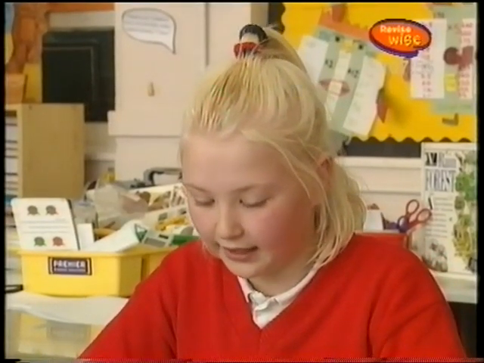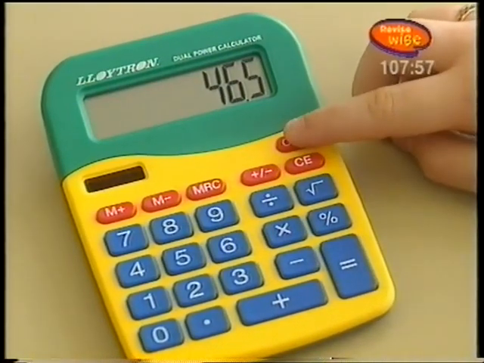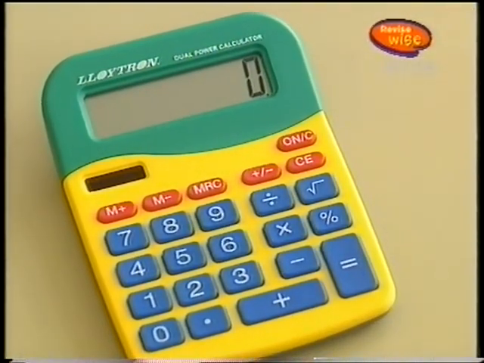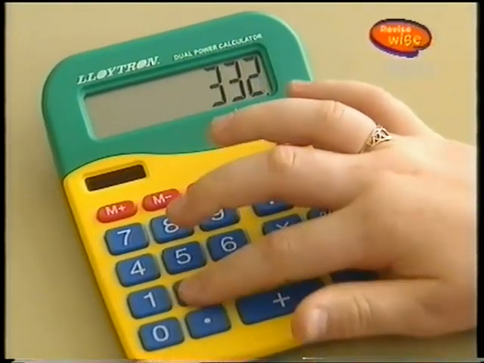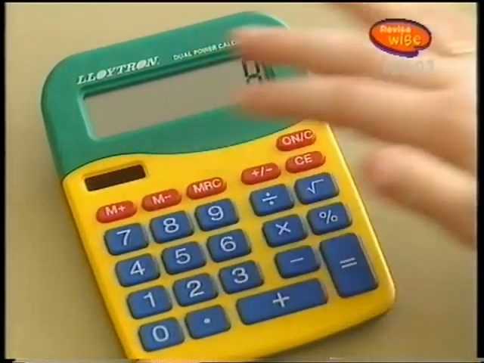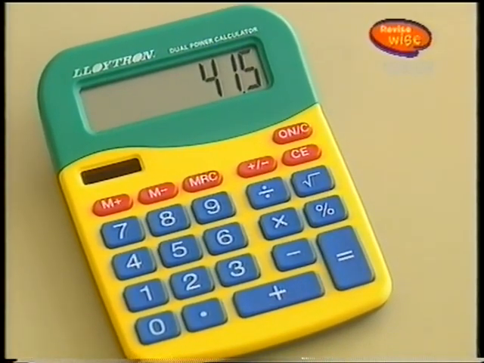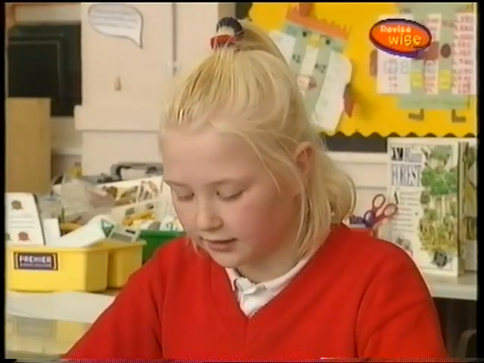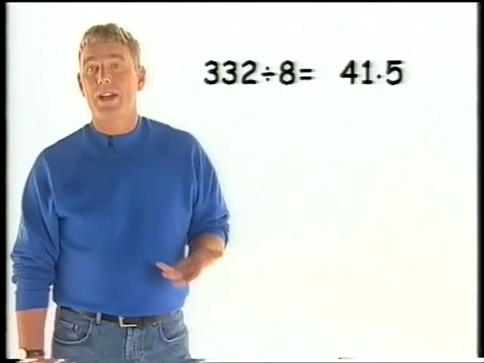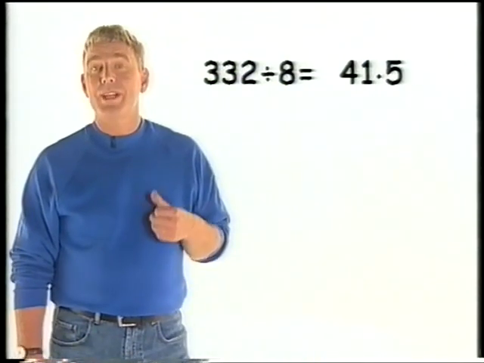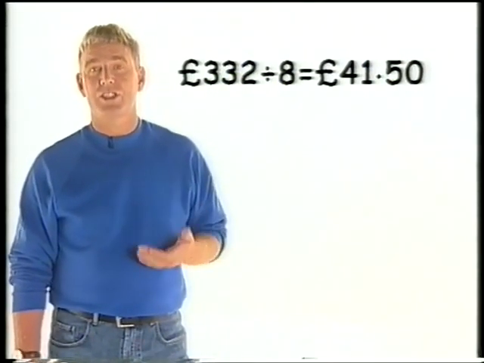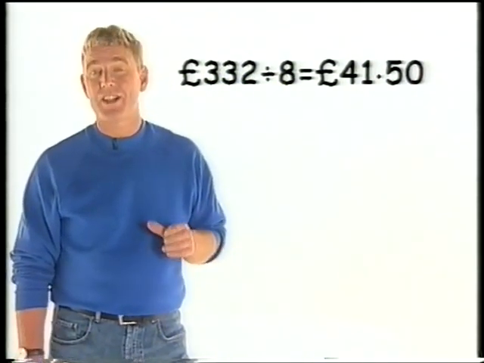My sum is £332 divided by 8. Now to make sure my calculator is clear, then I'd have to type in 332 divided by 8 and equals, which is 41.5. But because it's money, I'd have to say it's £41.50. So whatever your calculator gives, when you're doing a money problem, always give the answer to 2 decimal places to get the number of pence right.